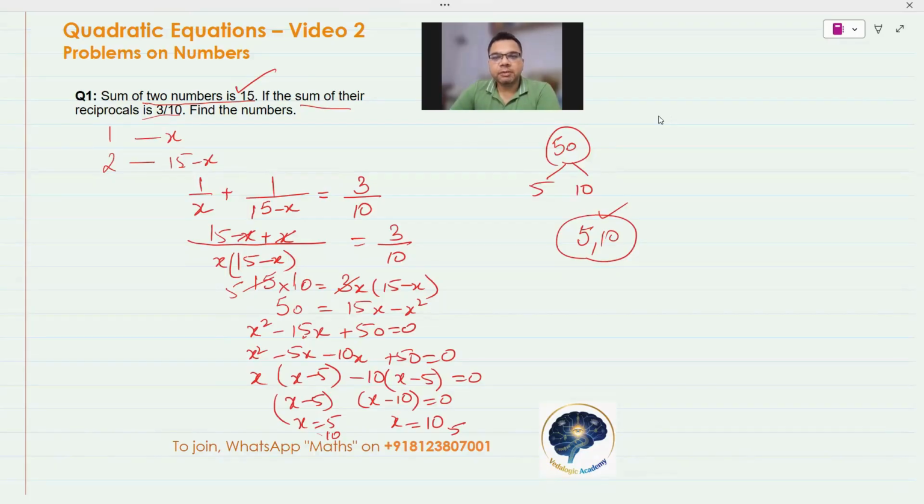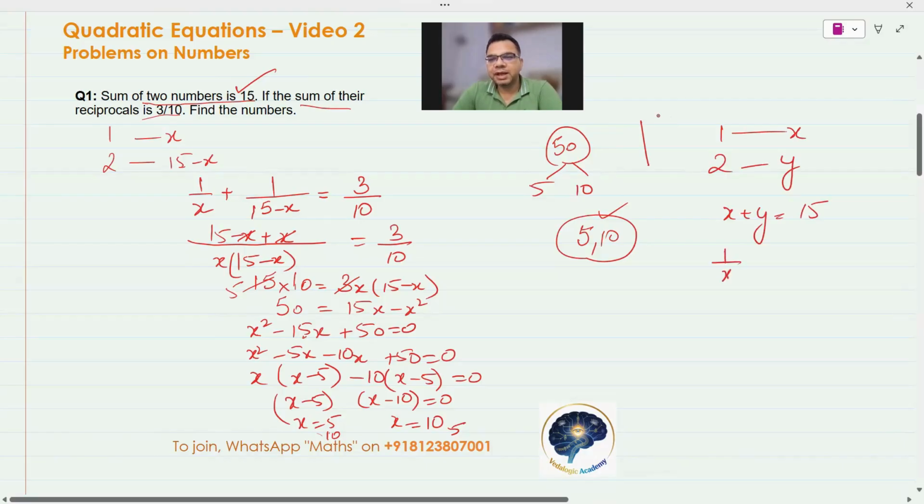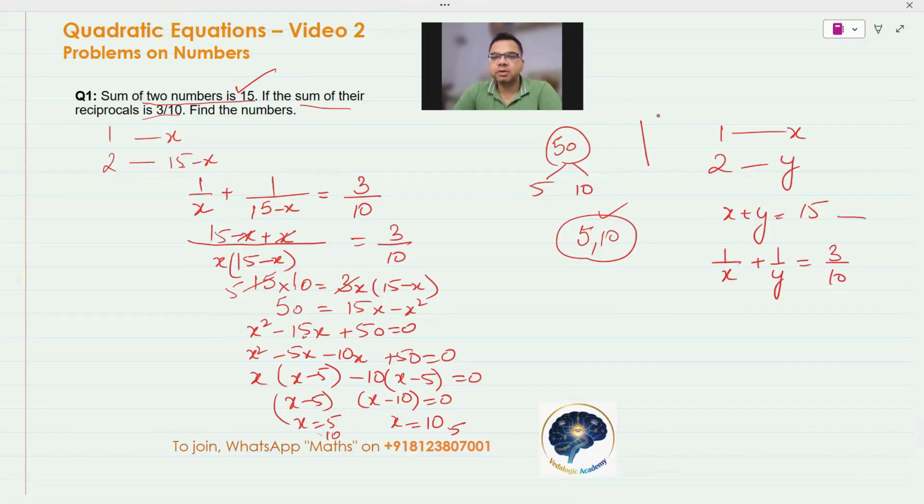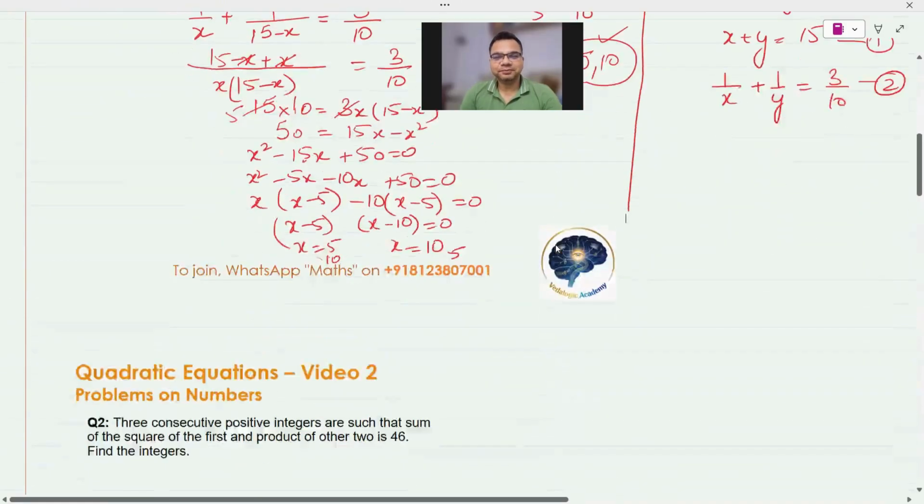The other scenario is that you can also solve this question using two variables. In that case, the first is x, the second is y. I'll just create the equations and then you can solve the question on your own. The first equation will be x plus y equals 15, and the second will be 1 upon x plus 1 upon y equals 3 by 10. So we have two variables and two equations, and you can solve them easily. This is also one way that you can solve this question. I hope this is clear. I'll go to the next question then.